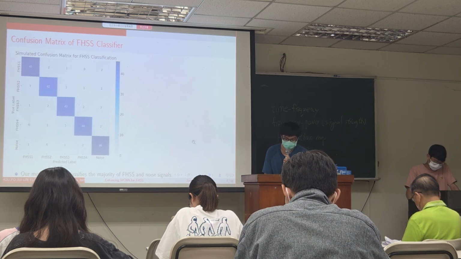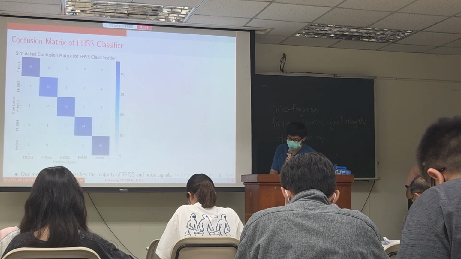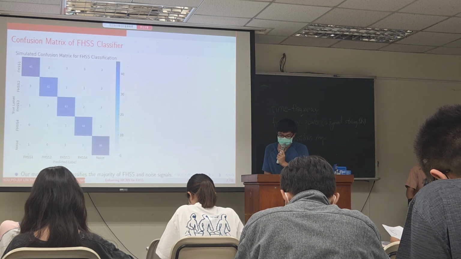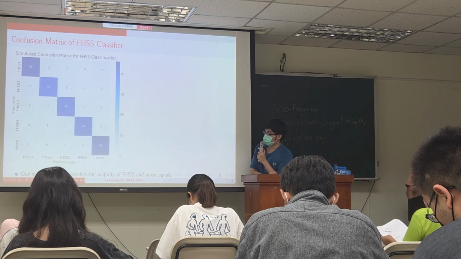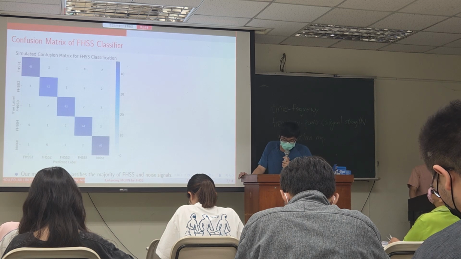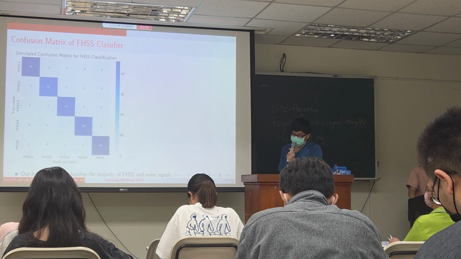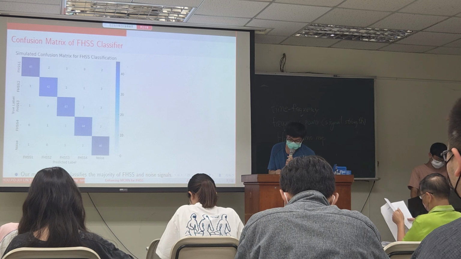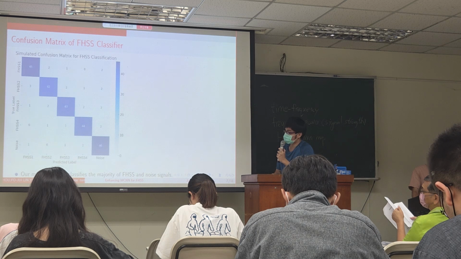Okay, and this one is our confusion matrix. It shows our model differentiates between FHSS types and background noise. Most samples are classified correctly, and the misclassifications are mostly among similar FHSS types. This shows the model has learned meaningful and robust features.